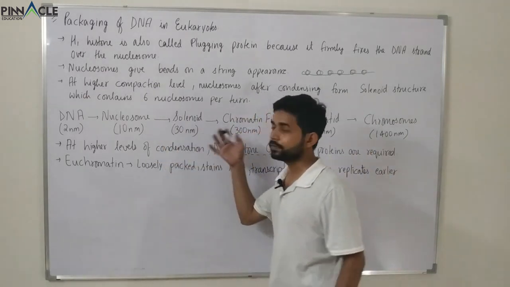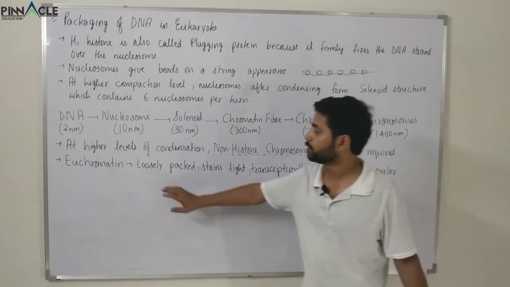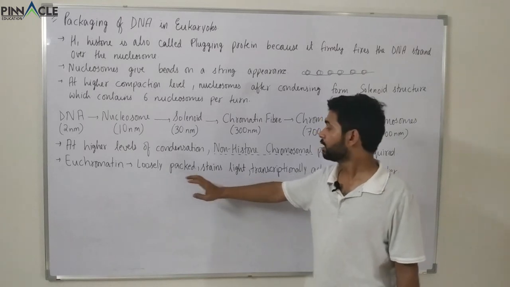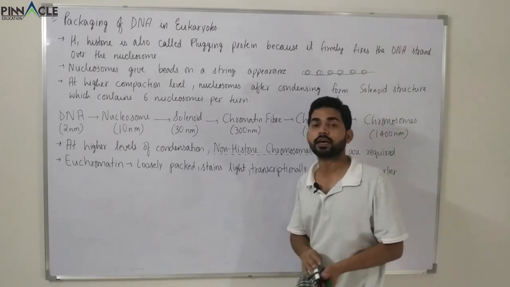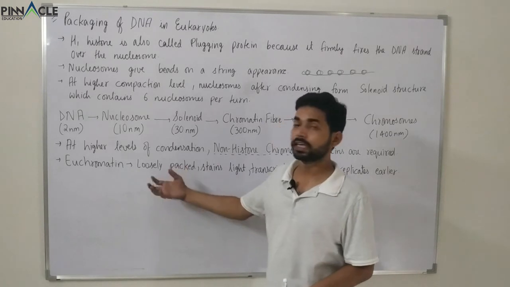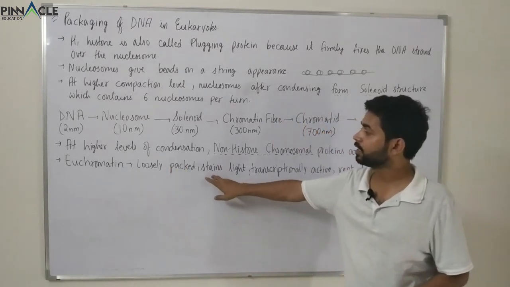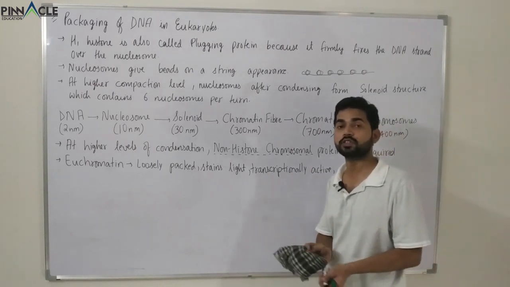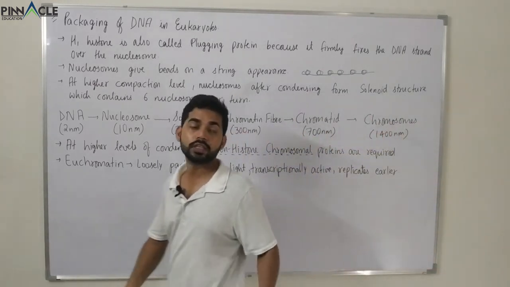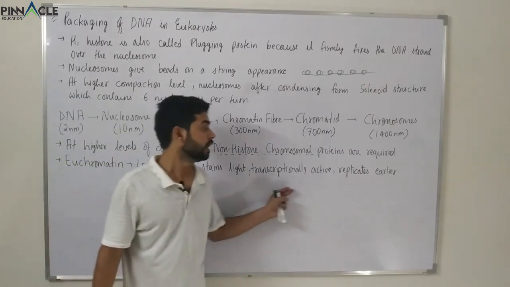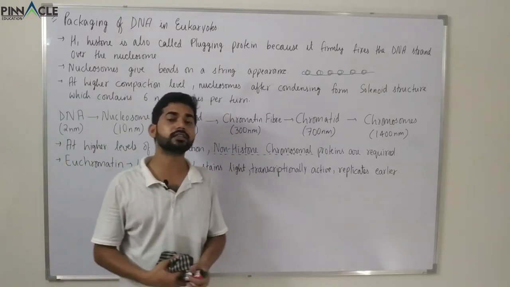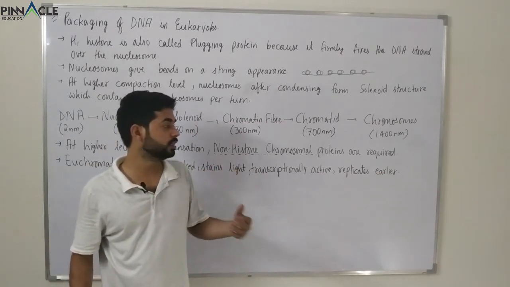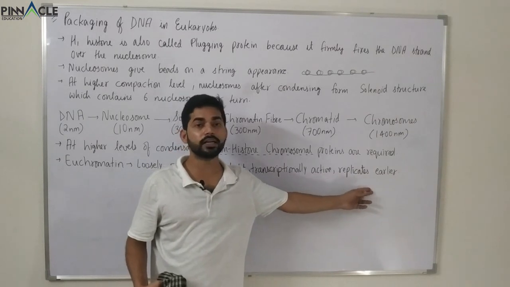Because of the variation in the condensation level, two regions are present. One is called euchromatin. It is loosely packed. It stains light when certain chemicals are added to it. The staining, that is the coloration, is lighter in the case of euchromatin, and it is transcriptionally active. Transcription is a process by which DNA forms RNA. So this euchromatin forms certain RNAs and it replicates earlier. We'll later see what replication is. Replication is just copying of DNA. So it is replicating much earlier.